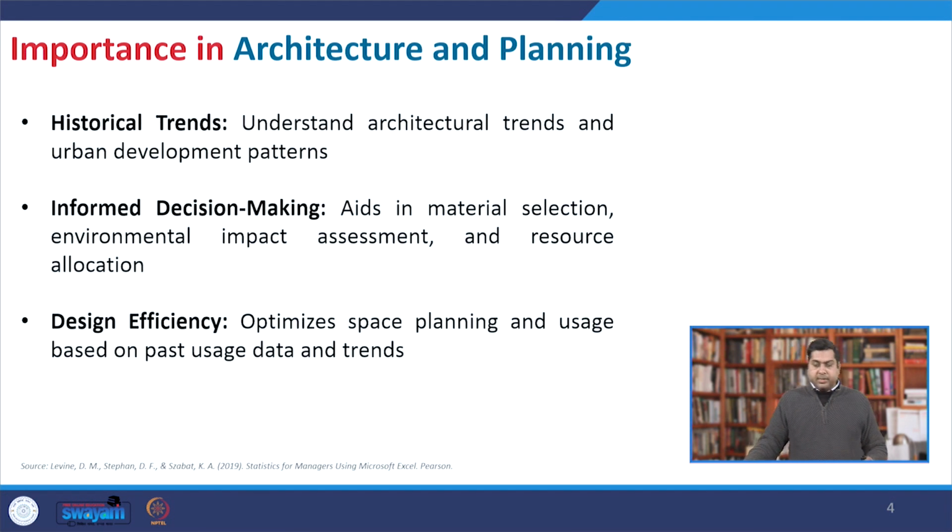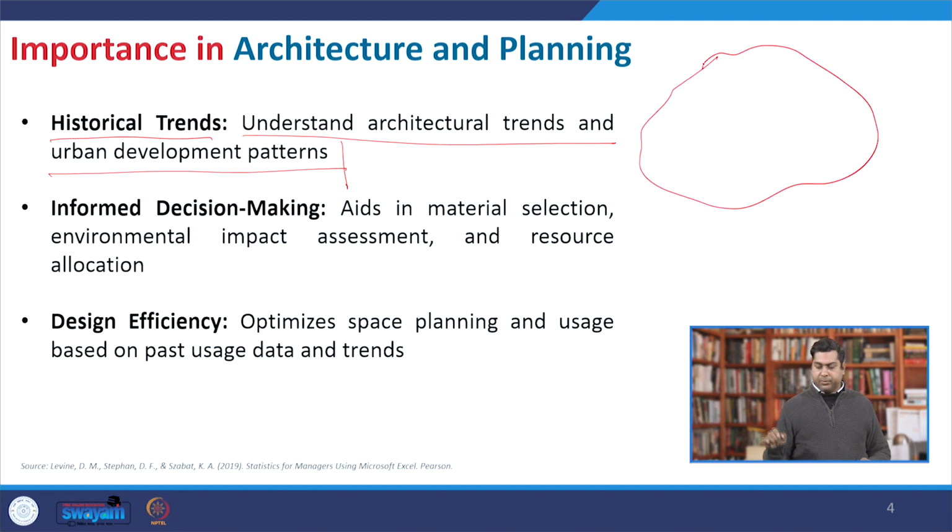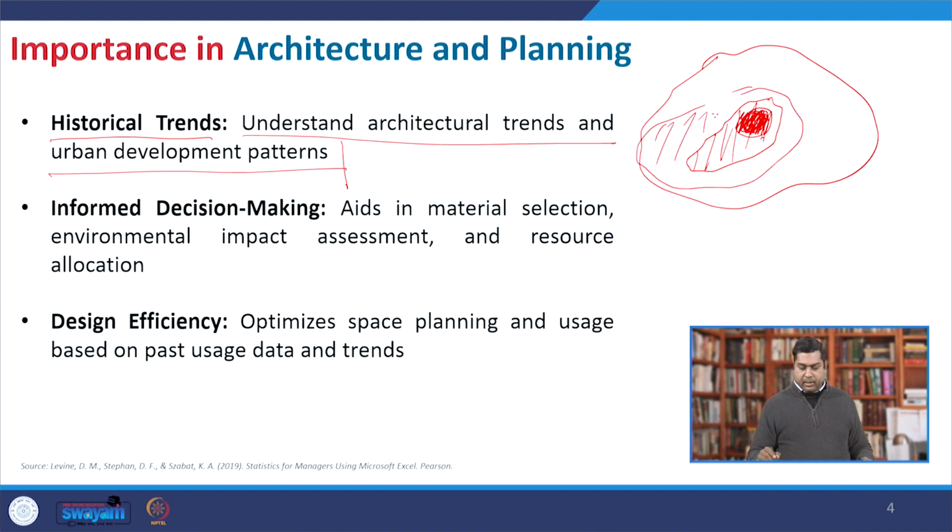Coming to the importance in architecture and planning. Definitely, for example, if you want to understand historical trends, that is, architectural trends and urban development patterns. Say in this particular case, this is some region that you want to study, and if you have a temporal data set, you will probably find that the initial settlement was something like this, and then gradually it expanded over time, and then it expanded on that side even further.